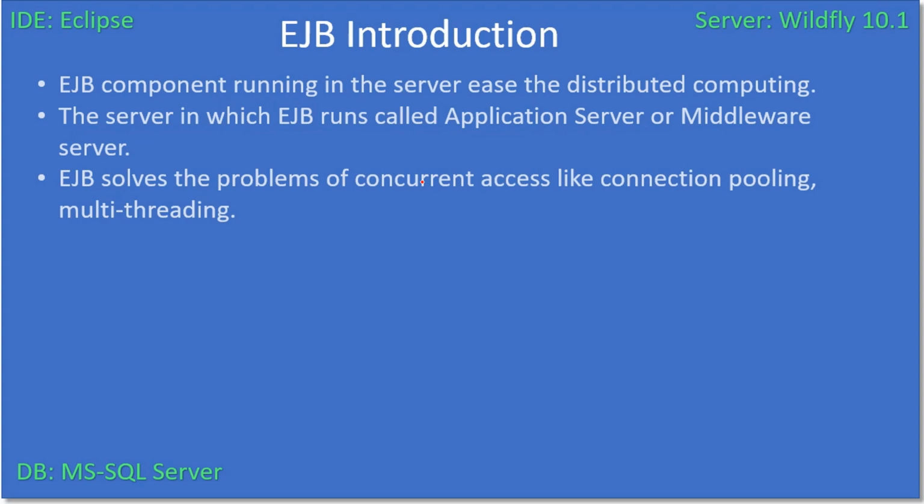So when you use EJB, the concurrent problems, like here we have taken two examples. One is connection pooling and the other one is multi-threading. Multi-threading means one or more users simultaneously accessing a specific module in the website.